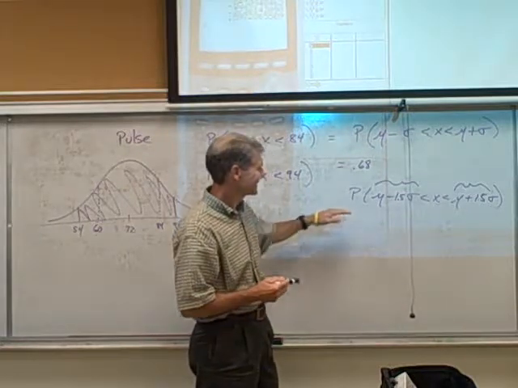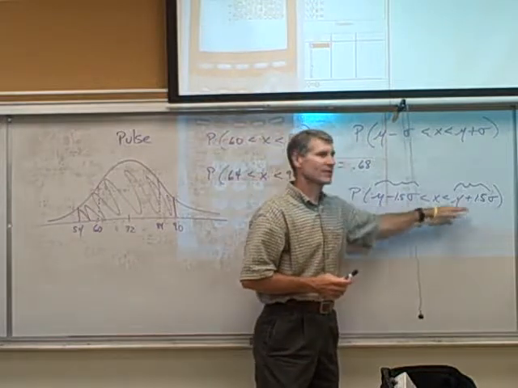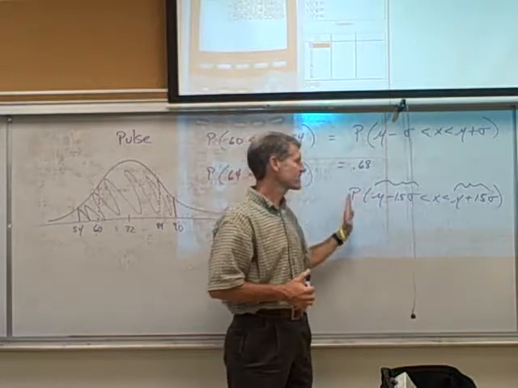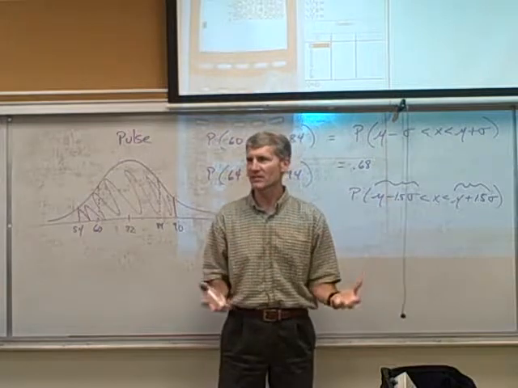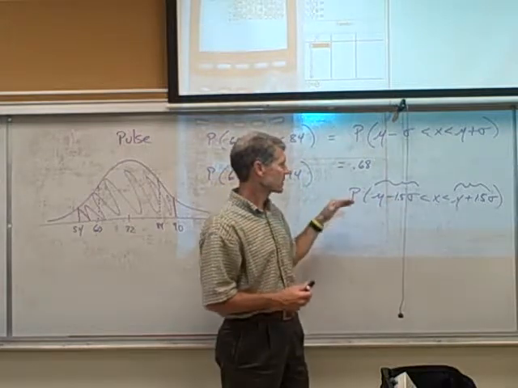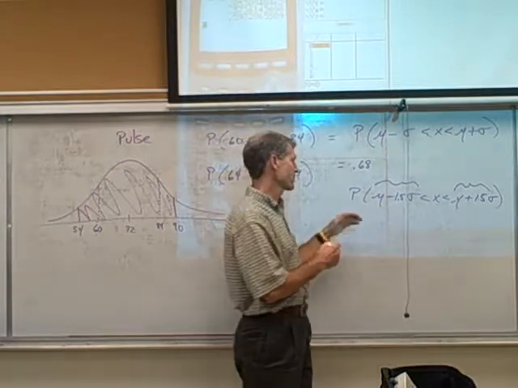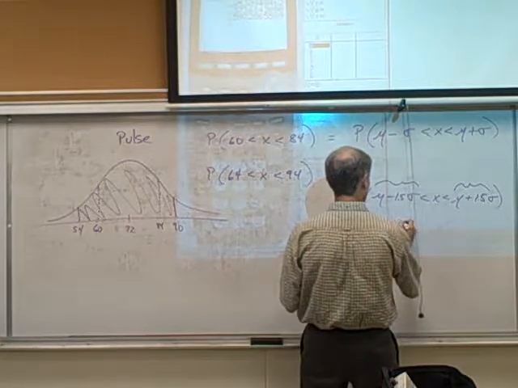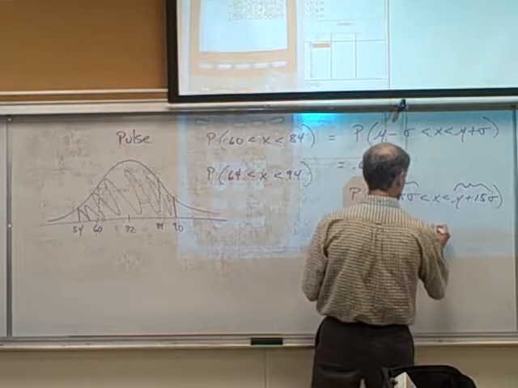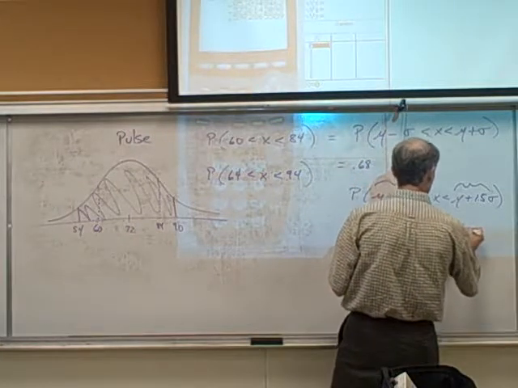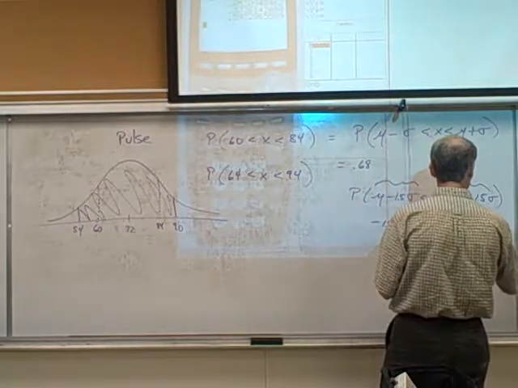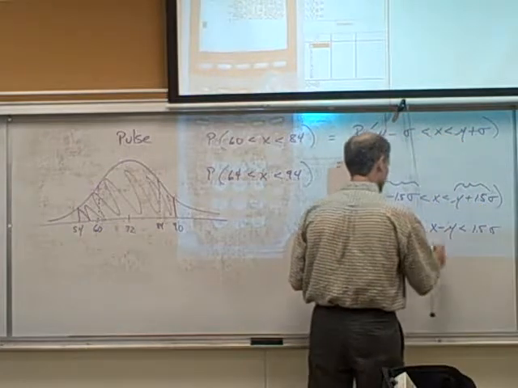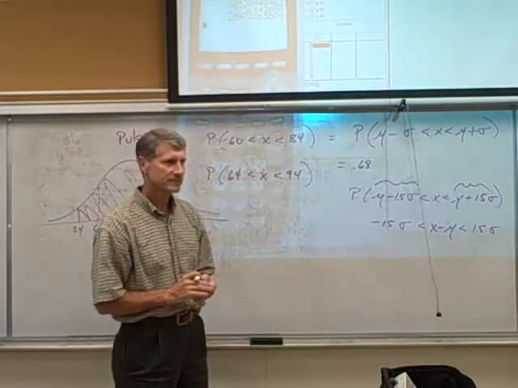When you have a three-part inequality like this, as long as you do the same thing to all three parts, you haven't changed it, right? So the first thing I'm going to do is subtract mu from all three parts. And that's going to leave me with negative 1.5 sigma less than x minus mu less than 1.5 sigma.